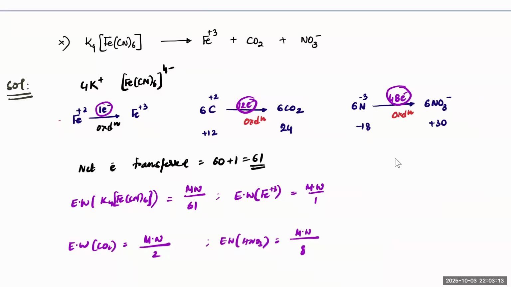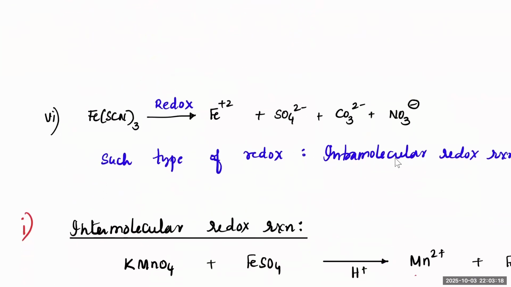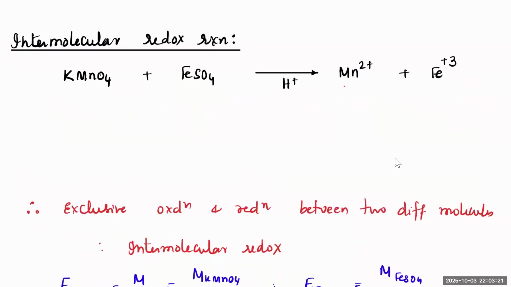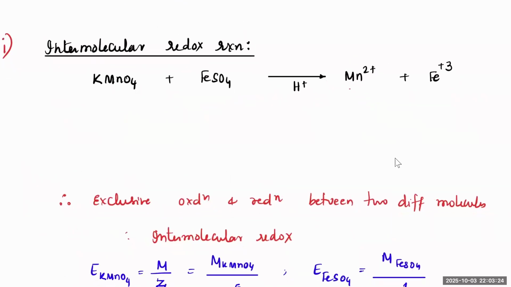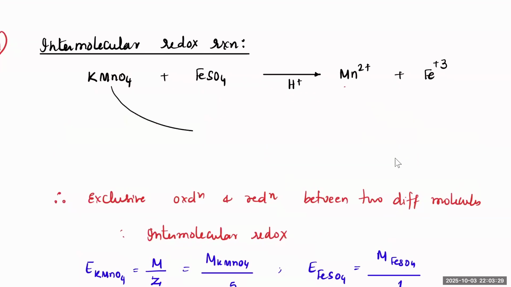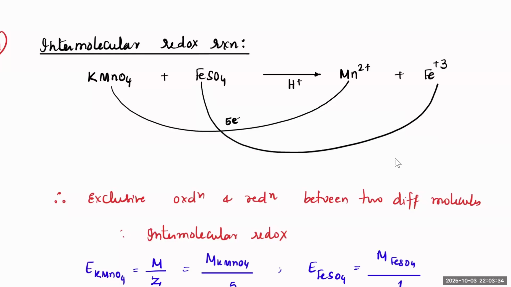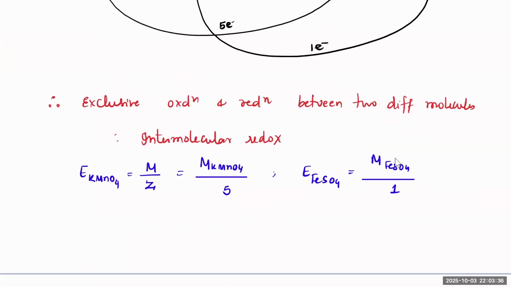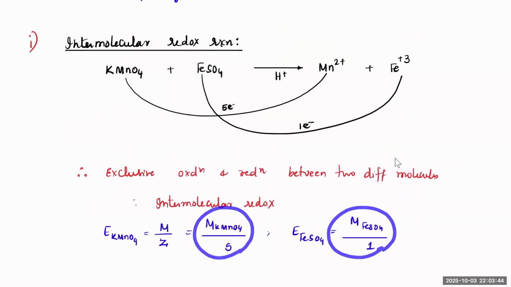Okay. So if it comes to intramolecular, how to calculate, I think that is easy to understand now. Suppose it is intermolecular, it is even easier. All you need to check is the number of electrons transferred. That's it. So from here, manganese here to here, 5 electrons are transferred. Iron here to here, there is 1 electron transfer. Equivalent weight is equal to M by Z, Z is the valency factor. So M by 5 for this one and M by 1 for this one. This is about simple intermolecular redox reactions.